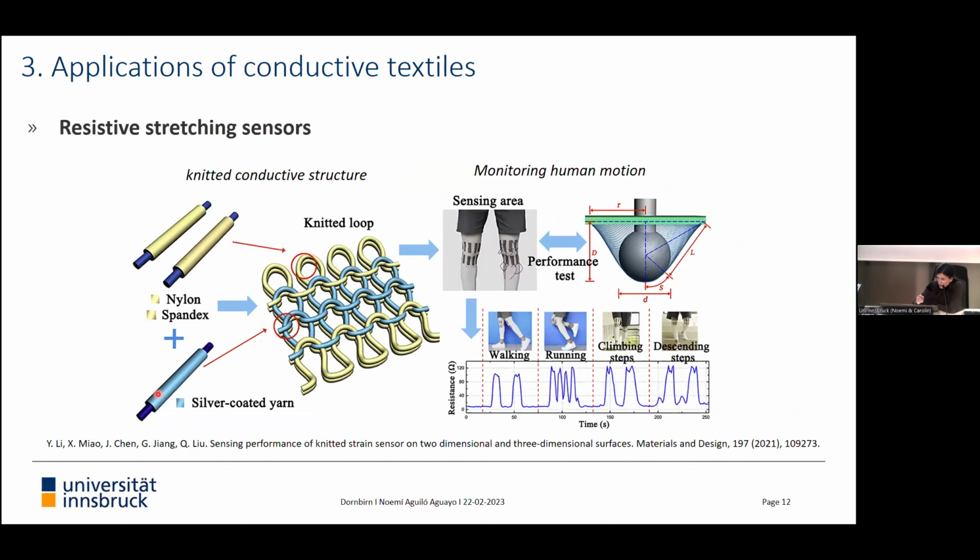Another one is, here we can see also a similar knitted structure where they use the silver-coated yarn to create these conductive structures. And the idea is to monitor human motion with the change in the resistance. And here they present some results, how this resistance is changing depending on the different movement of the participant. So these are examples of how to use the resistive stretching sensors to monitor human motion.